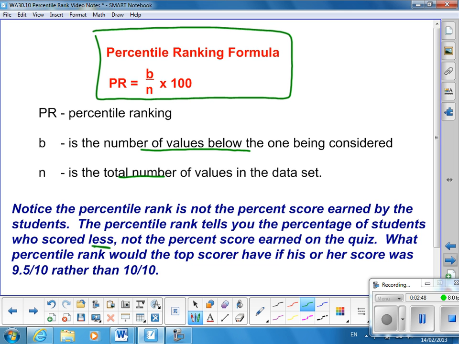What percentile would the top scorer have if his or her score was 9.5 out of 10 rather than 10 out of 10? Well, in this case, it still would be the 90th percentile because there were 9 people out of 10 that were lower than the person that scored 9.5.